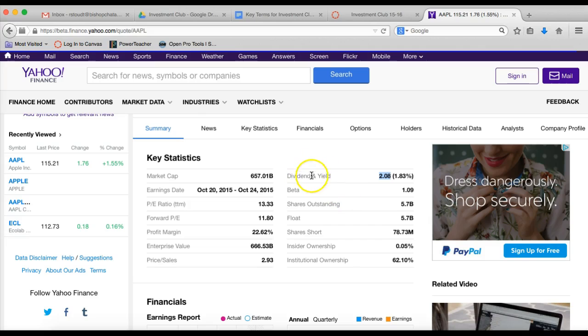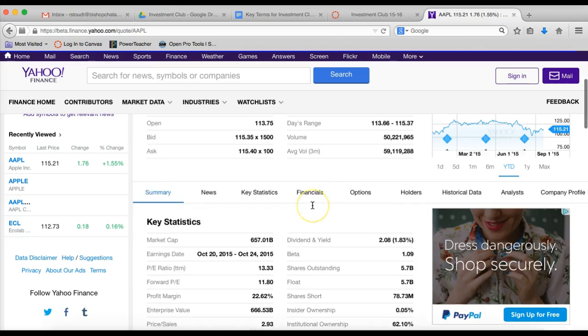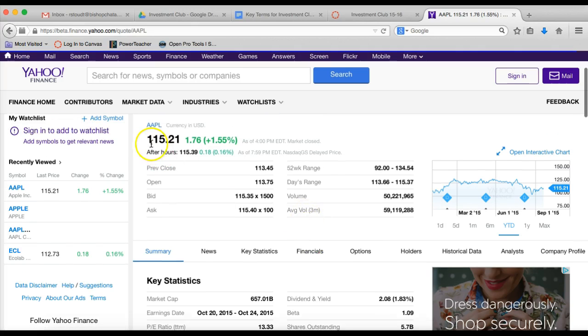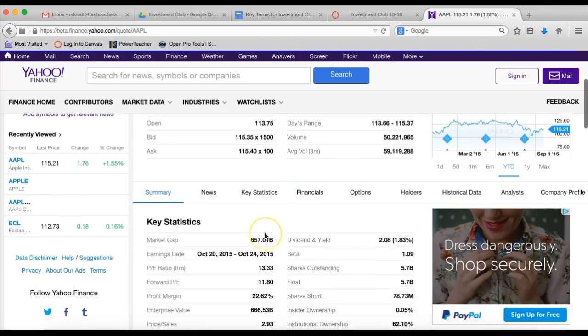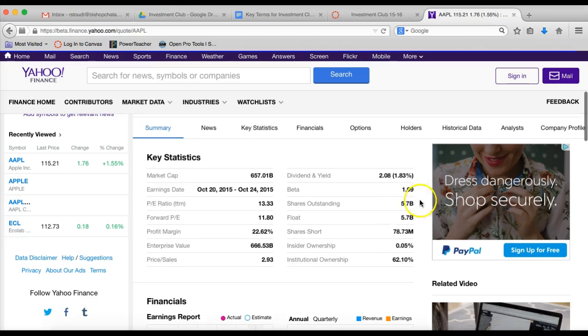Now the yield, the nice thing about the yield is it gives you a percentage. This is telling you how much of that purchase price that I paid, how much of that 115.21, am I going to get back in dividends? So I'm going to get back 1.83% in dividends alone. So I already made 1.83% from this company if I just collect the dividends alone. So that's another thing to take a look at.